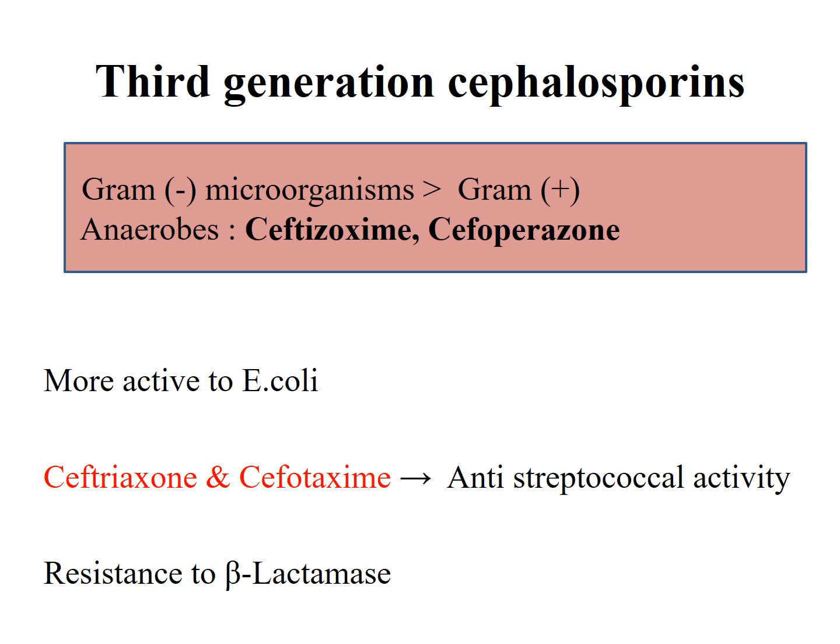Moving on to the third generation cephalosporins. Just like second generation compounds, these compounds also show high activity against gram-negative microorganisms. Few agents like ceftizoxime or cefoperazone are active against anaerobes also. So these third generation compounds are effective for the management of E. coli infections. Ceftriaxone and cefotaxime show their activity against streptococci, and in general these third generation compounds are highly resistant against the beta lactamase enzymes produced by the gram-negative organisms.